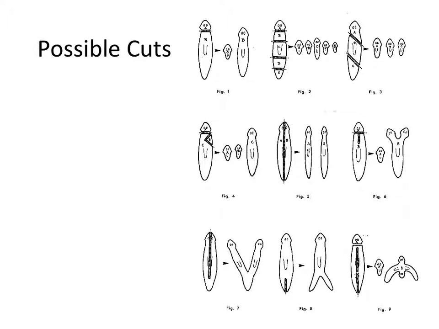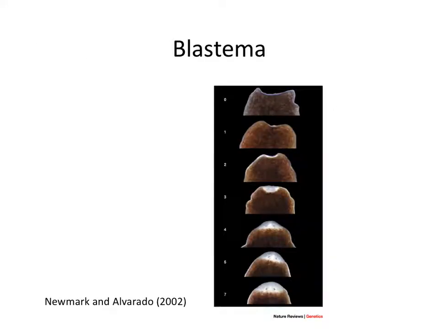I guess I should have shown this figure earlier. So, different cuts you can make and different outcomes that they might produce. Two-tailed, two-headed, two heads, two tails, weird things. Okay. The authors will mention blastema briefly.